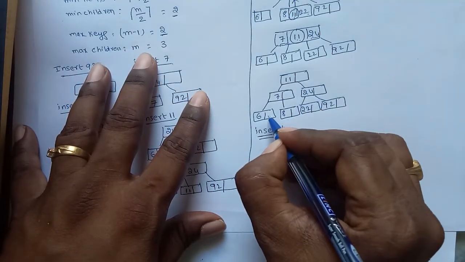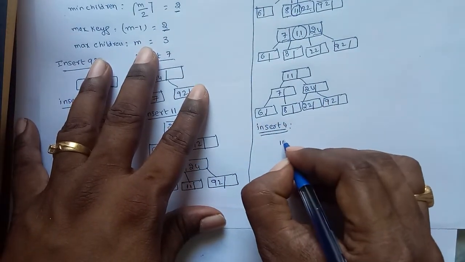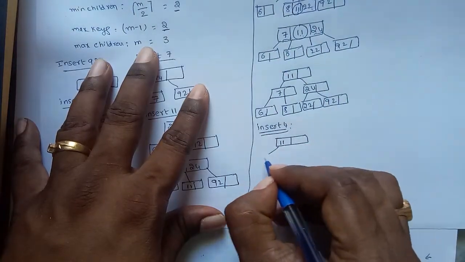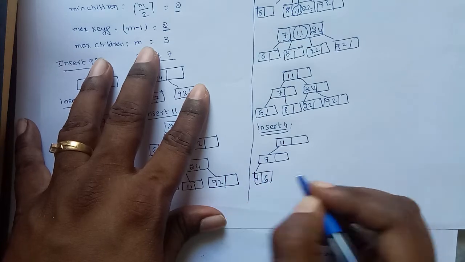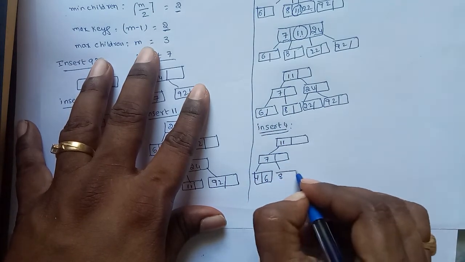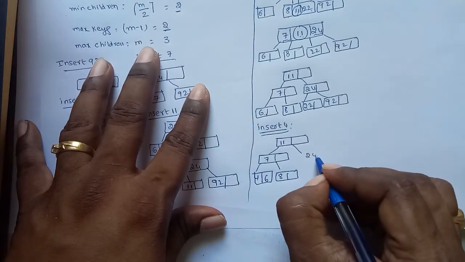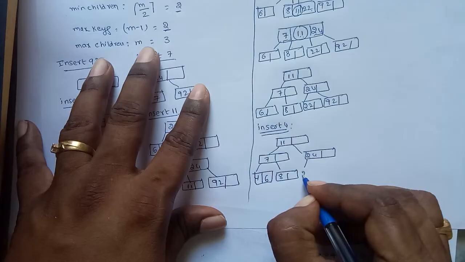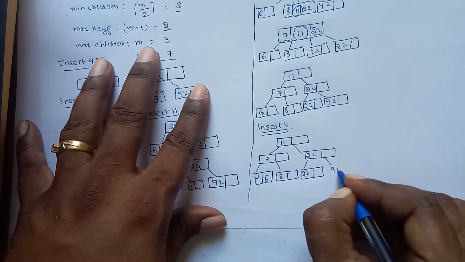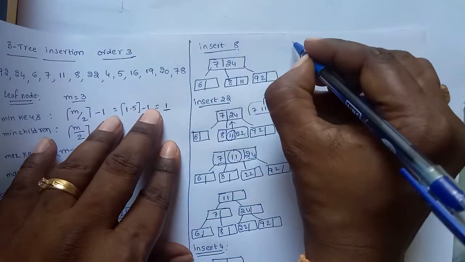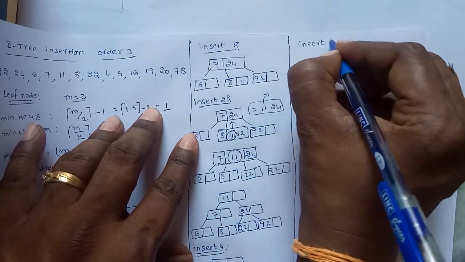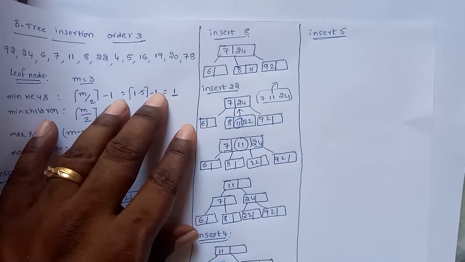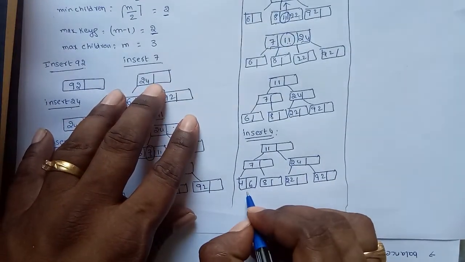What is the position of 4? The position of 4 is at this position. Suppose insert 11, 4 and 6. Okay, 4 is completed. Now insert 5. What is the position of 5? Position of 5 is this one.